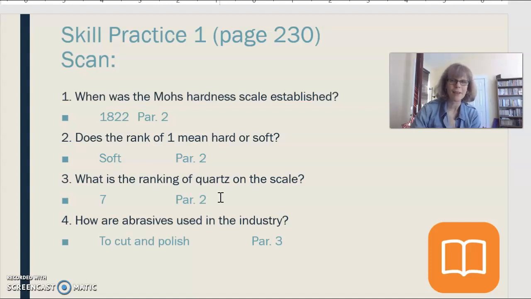It's giving me an idea that this is something used to rank different materials and how hard they are, rocks, minerals. Number 4, how are abrasives used? I went to paragraph 3 for this. Hopefully you found that, talking about using abrasives to cut, to polish these softer materials or rocks can be cut and polished. So good work. That was your scanning exercise.